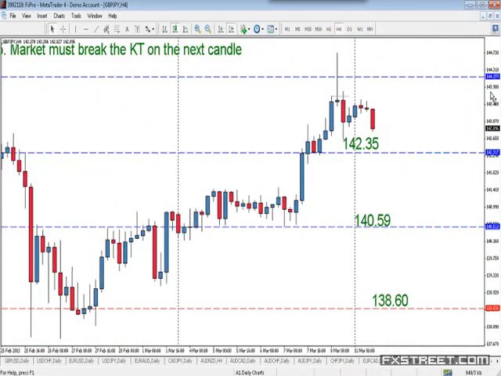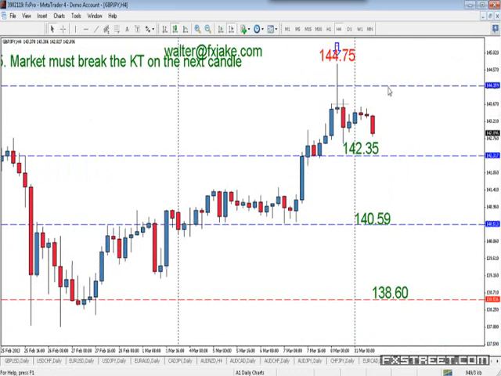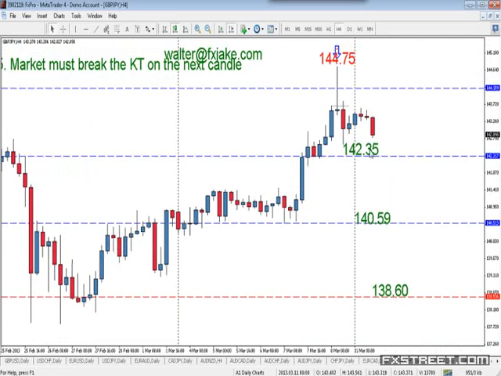I've got my stop loss at 144.75. I've got my first target at 142.35. Then I've got my second target at 140.59 and my third target at 138.60. These are all support and resistance levels.